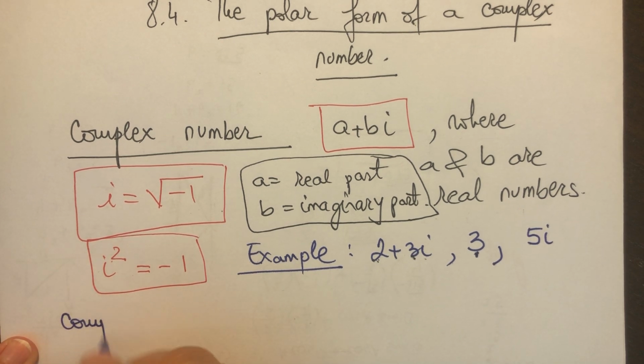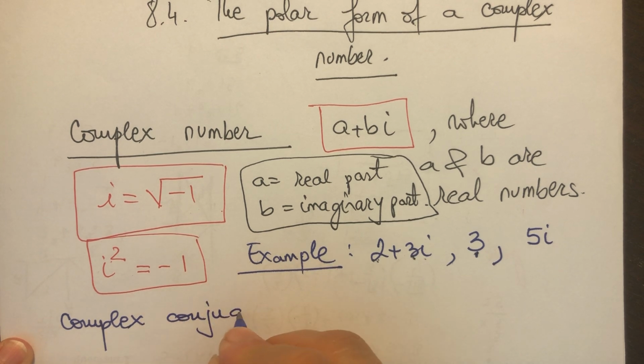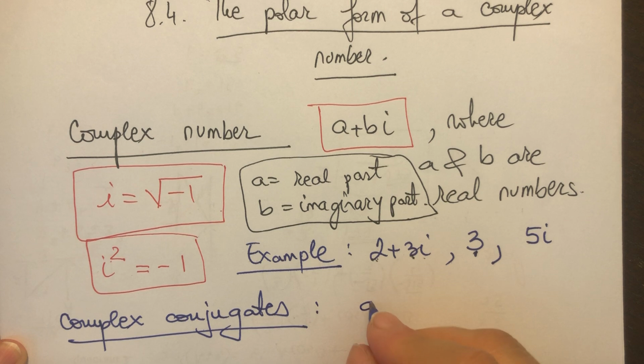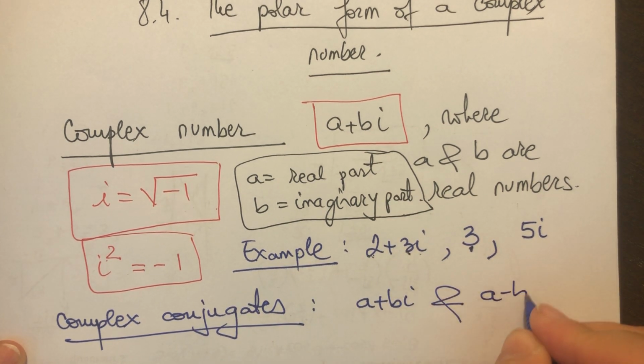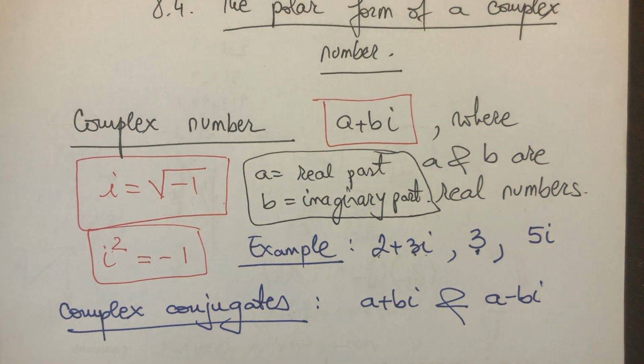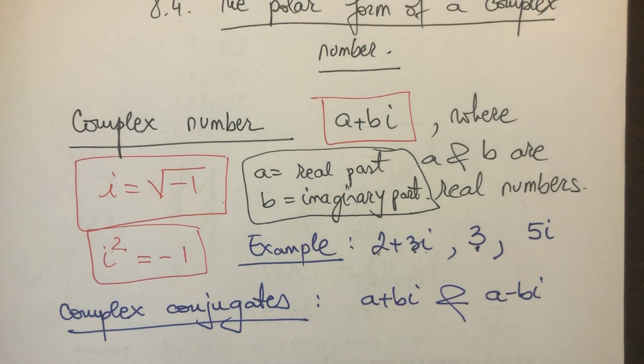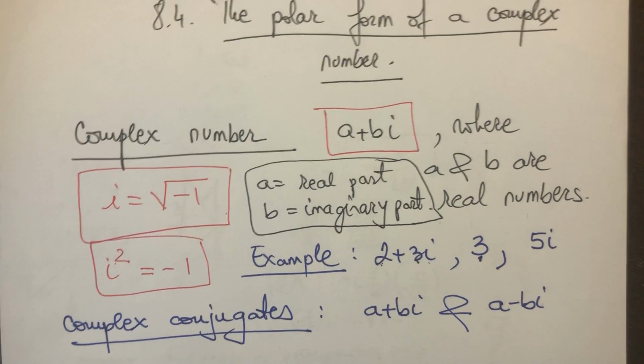One other thing I just want to remind you of is complex conjugates. What did we name complex conjugates of each other? A number a plus bi and a number a minus bi. If you just change the sign of the imaginary part, but not the real part, you get what's called complex conjugates. These are going to be coming up again in this section.